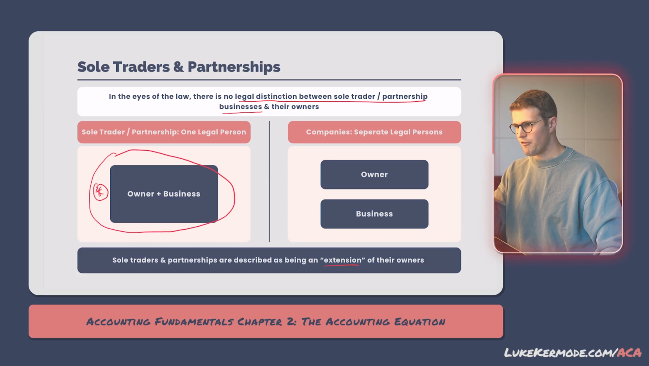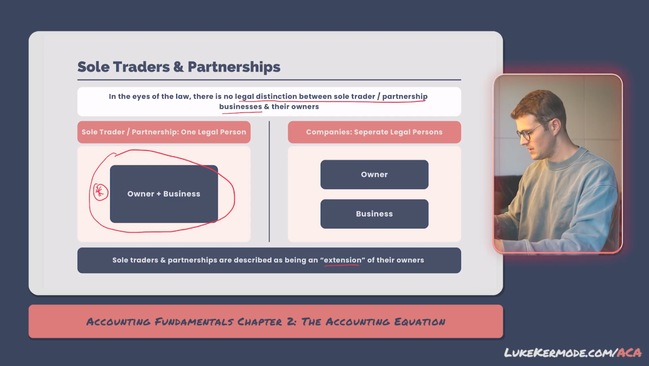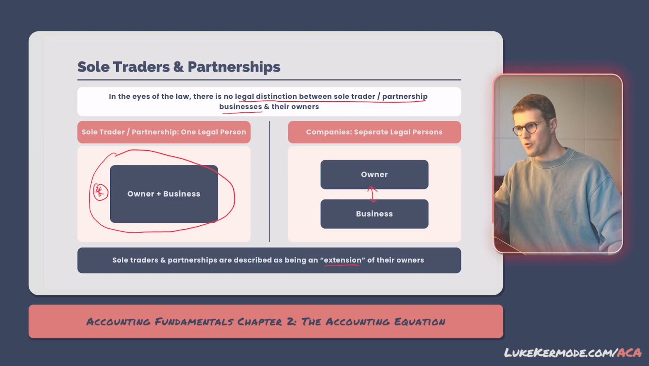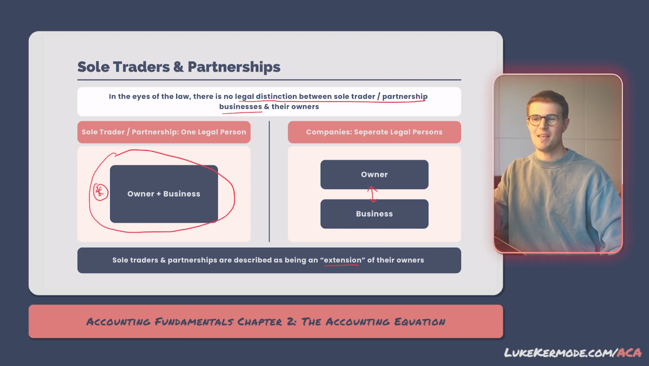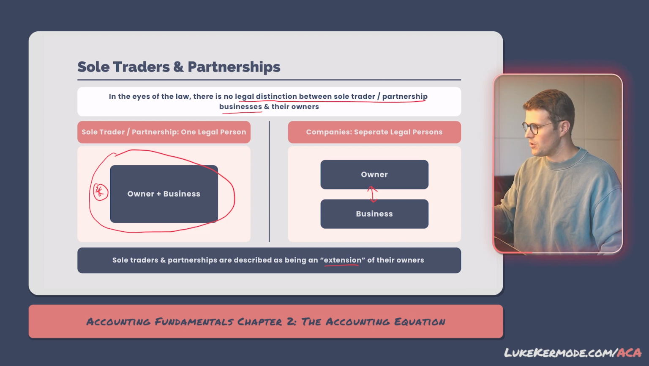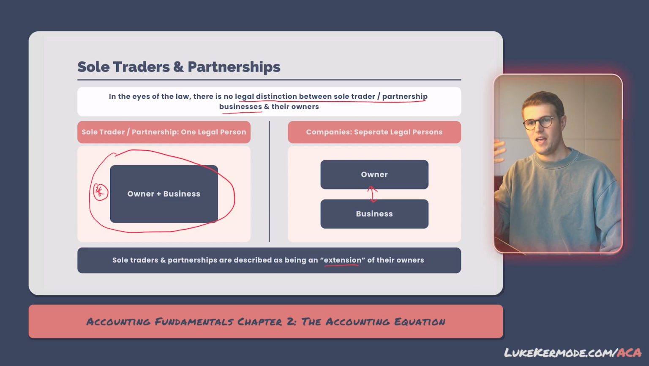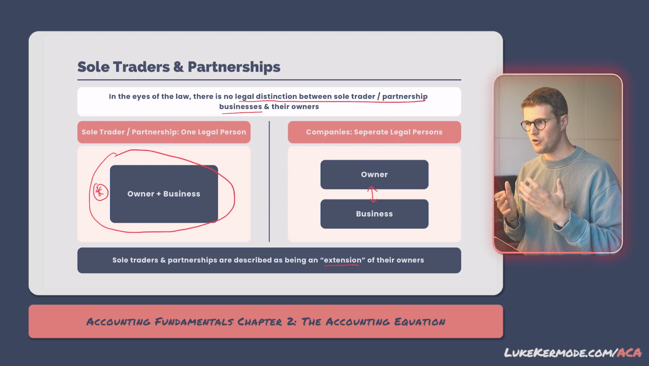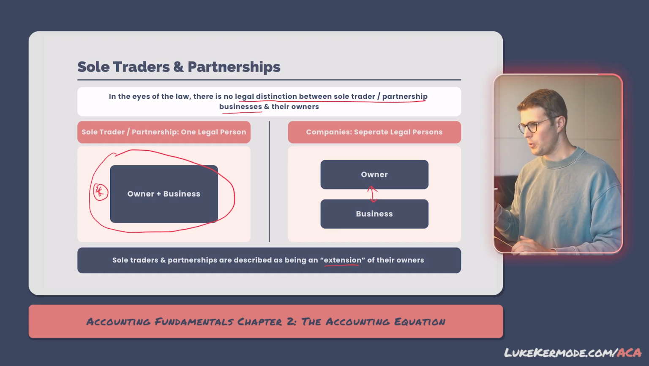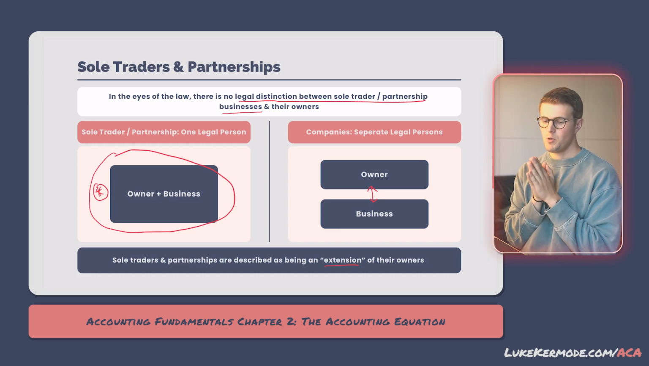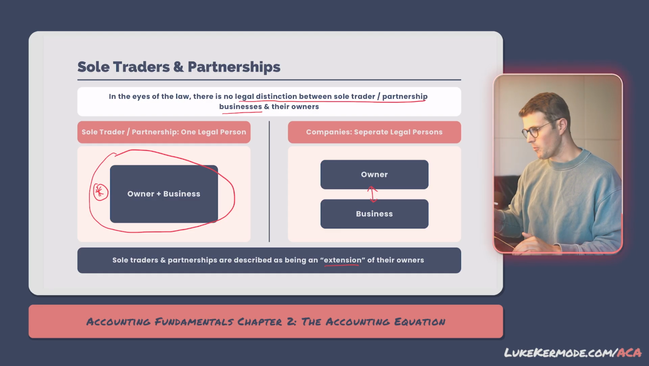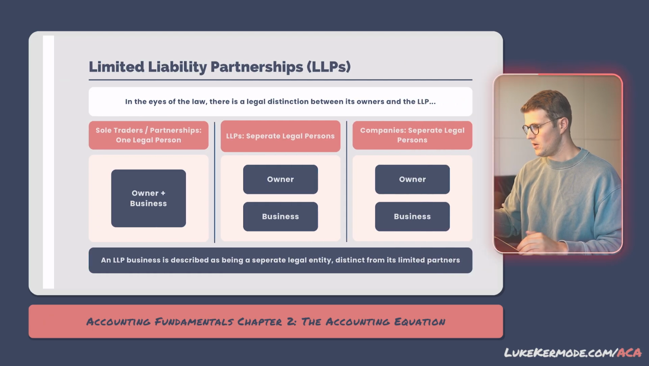Whereas companies are very different. A company is a separate legal person to its owners. Shareholders own the company, but the liability is limited to the amount they've invested in it. That means their personal wealth is going to be protected if the business fails and can't pay its debts. So understanding these differences is crucial, not just for legal reasons, but also because they shape how we prepare financial accounts and how we report the financial position of a business.